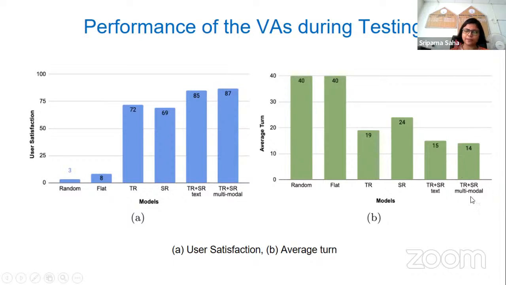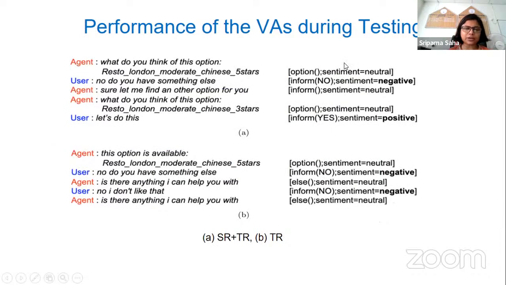Here you can see some performance examples. The agent is saying, what do you think about this option? Resto London, moderate, Chinese, 5 stars. Initially the sentiment is neutral. Now the user is saying, no, do you have something else? So now the user's sentiment becomes negative. From here, the agent can easily understand that the user is not happy with this particular option, so the agent will show some alternative option.